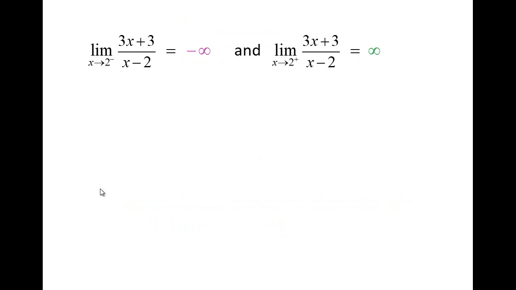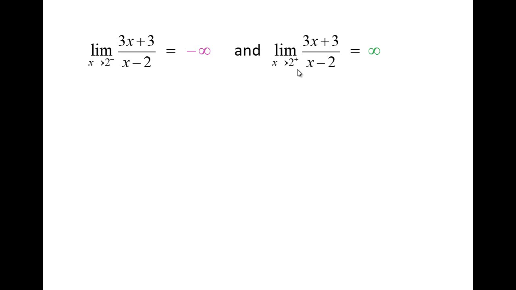Okay, so I claim the following. This is the same function from the previous slide. The limit of this fraction as x goes to 2 from the left side of 2 is negative infinity. So what that means is that this function decreases without bound as x gets closer and closer to 2 from the left side of 2.